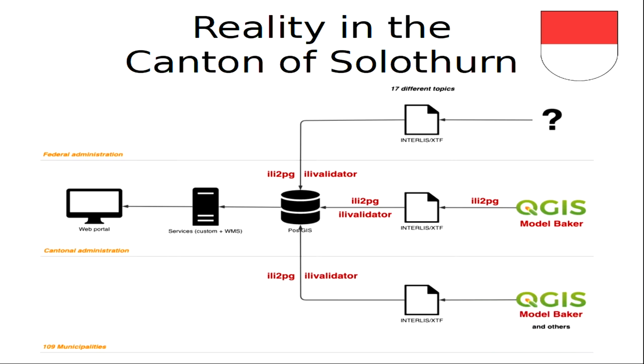And therefore we must acquire the data from the three levels and from all topics. And how do we do this? Matthias, your favorite format, shapefile, shall we do this with shapefile? No. And there's really one easy solution for this, and this is INTERLIS. All the 17 different topics can be described in one single data model.